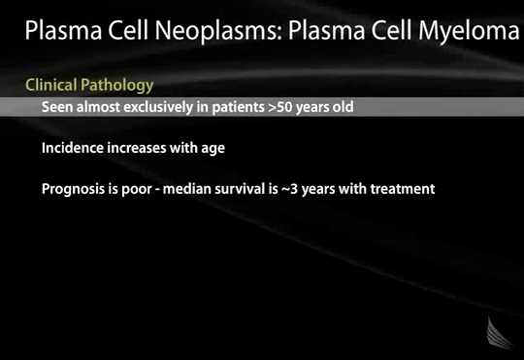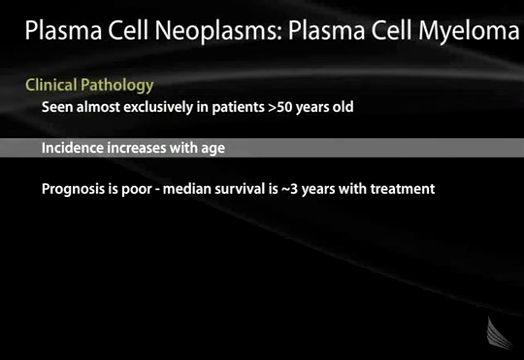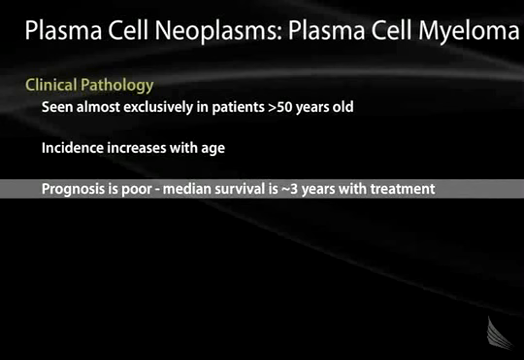Plasma cell myeloma is almost exclusively a disease of the elderly, so greater than 50 years, with incidence increasing with age beyond the age of 50. The prognosis is remarkably poor. The median survival is about 3 years, even with treatment.